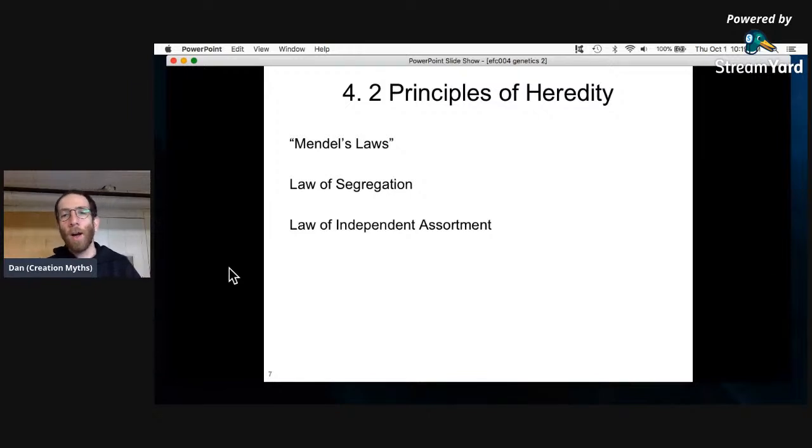All right, so let's get into these principles of heredity because we're going to illustrate these. They're really cool and they're really important for stuff that we're going to be doing down the road.